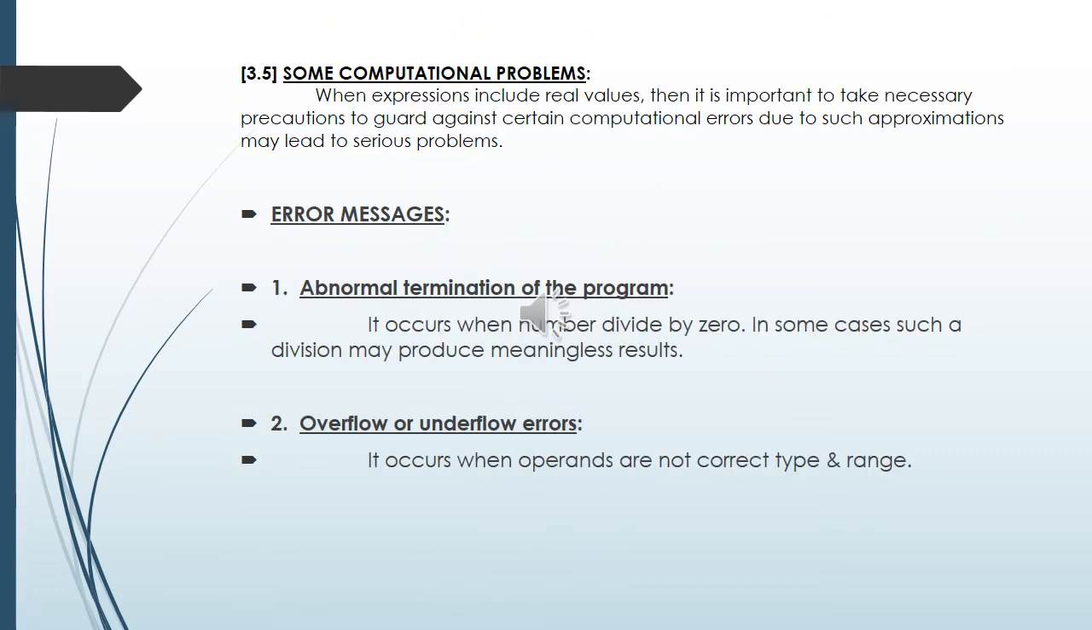Some computational problems may occur, and approximation may lead to serious problems. For example, error messages like abnormal termination of the program. It occurs when a number is divided by 0. Actually when a number is divided by 0 it is infinity. In some cases such a division may produce meaningless results. Overflow and underflow errors occur when operands are not of correct type and range.